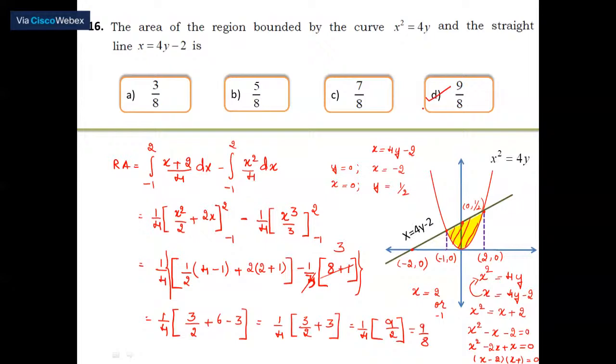Fine. Here the curve, they have given the curve as x square is equal to 4y. They have not mentioned it as the parabola. Identifying it as the parabola and whether it is symmetrical about x-axis or y-axis, that is very important. Let's move on to the next problem.